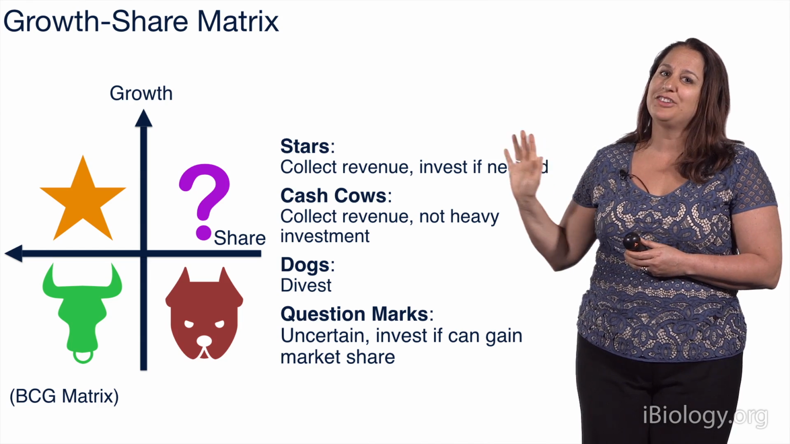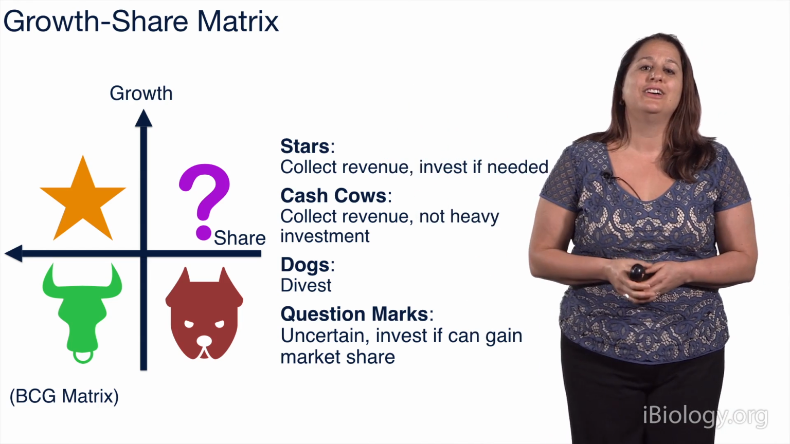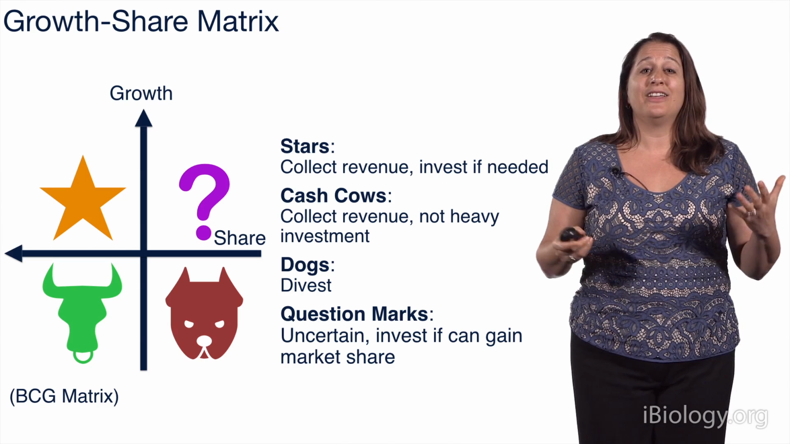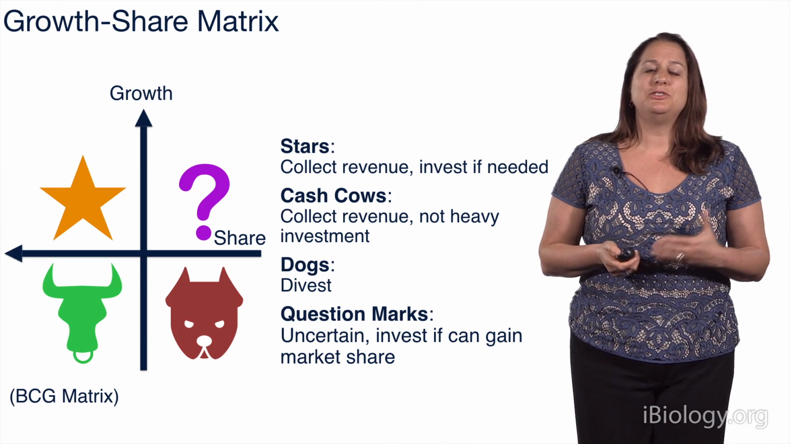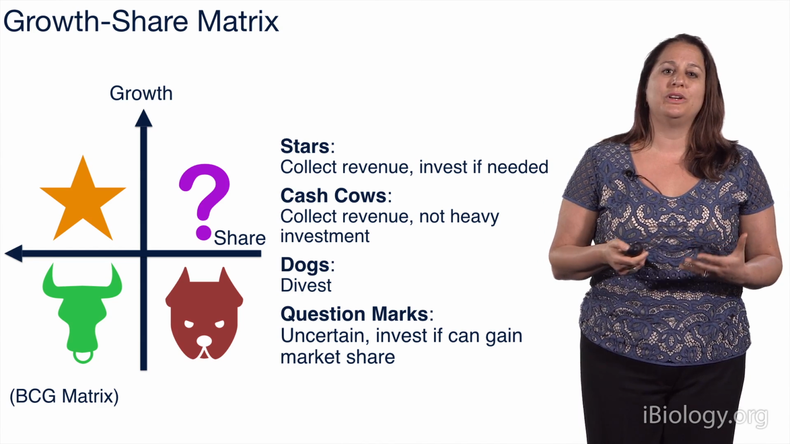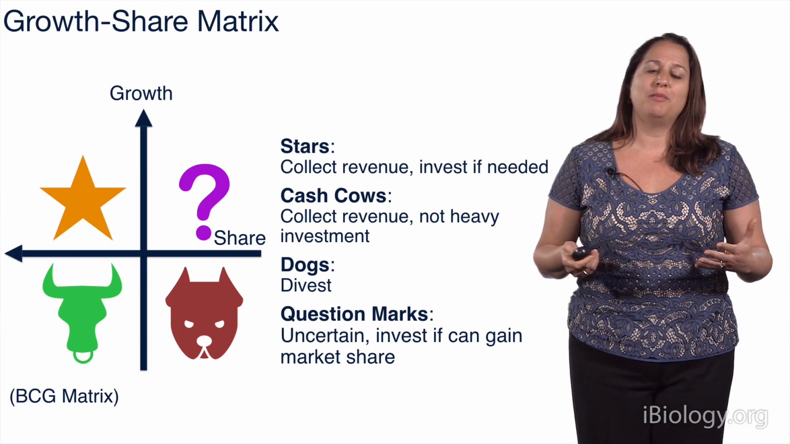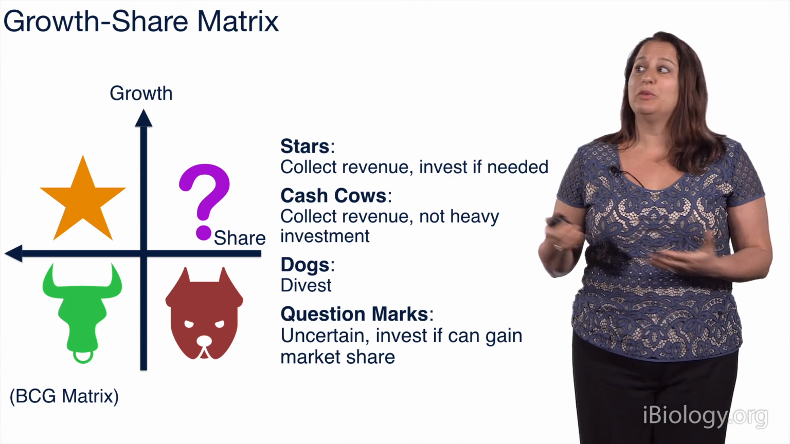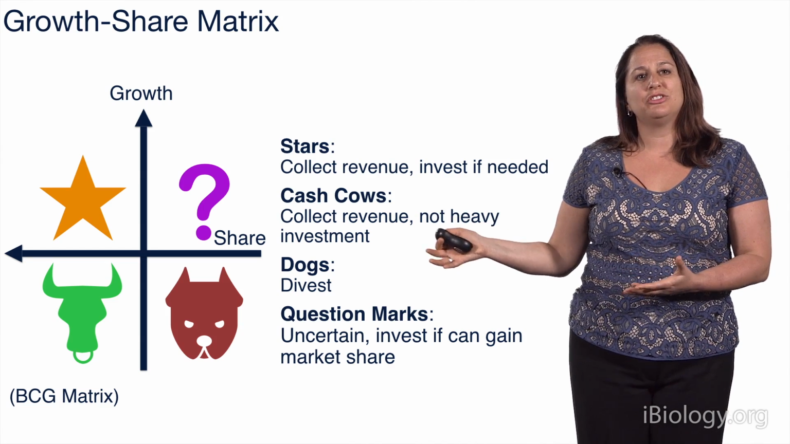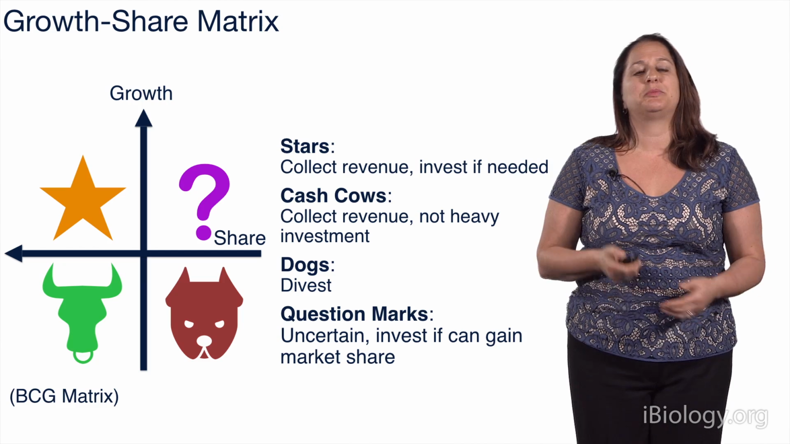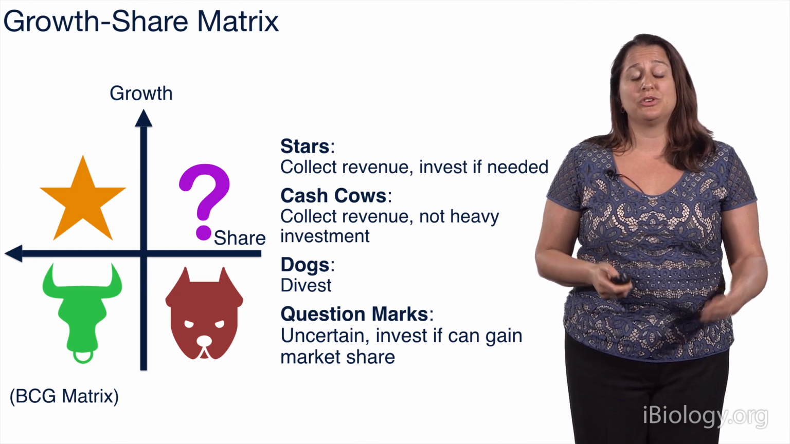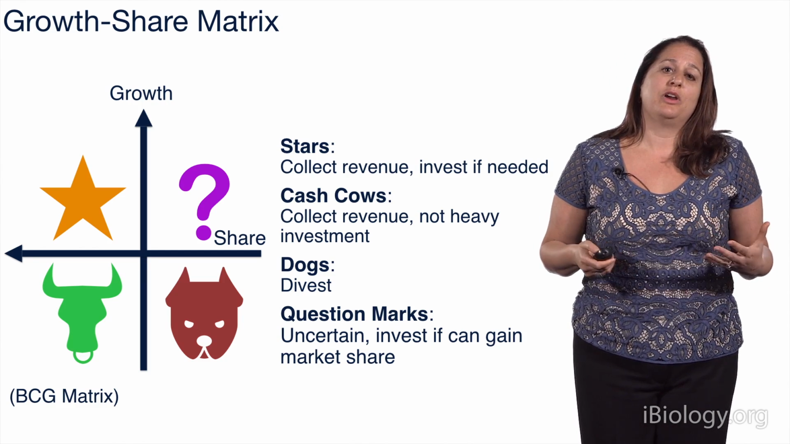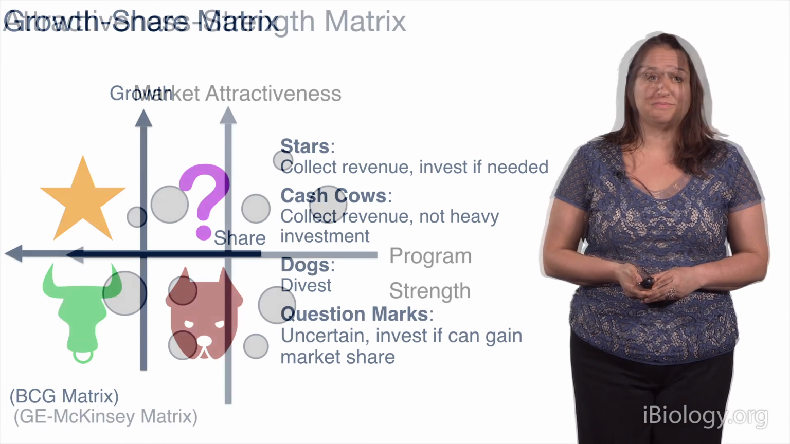Clearly, if you can invest and move that over into a high share, high growing market, make it a star, that's what the company is going to do. Sometimes you just can't move the share, or for whatever reason, it doesn't make sense to invest. So a company may do a variety of different things with the program in that matrix. Whatever it be, wherever the program is, you can see that these matrices already start to give the company a sense of prioritization, where to put resources, where to invest, and where maybe to divest some programs.